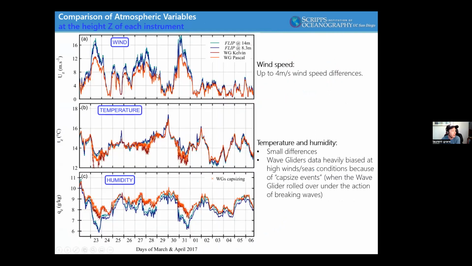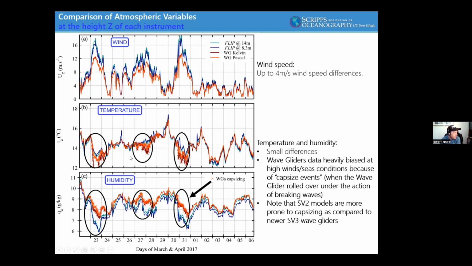So first, I'm presenting wind speed, temperature, and specific humidity measured by each instrument at their own height, z. FLIP are the bluish colors and Wave Gliders are the reddish colors. We can see for the wind that for the highest winds, we have some quite large differences, which is expected due to the difference in measurement height. For the temperature and the humidity, the difference is quite smaller, but we still observe some differences. One thing I want to note is that we have some instances where the differences are quite large, and it is due to Wave Glider capsizing.